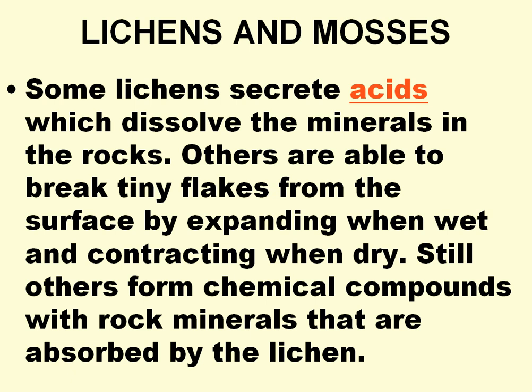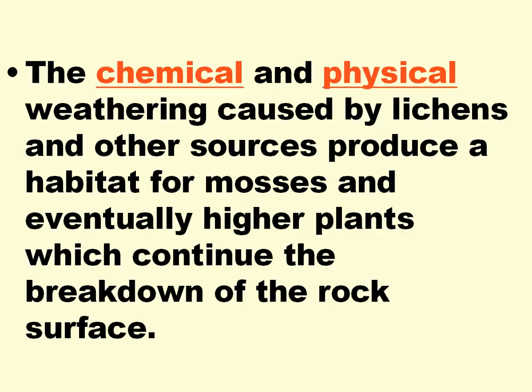Now some of these lichens secrete acids, and these acids will dissolve the minerals in the rocks. Others are able to break tiny flakes from the surface by expanding when wet and contracting when dry. Still others form chemical compounds with rock minerals that are absorbed by the lichens. So these lichens and mosses a lot of times will be the first things that start the process of weathering. The chemical and physical weathering caused by the lichens and other sources produce a habitat for mosses and eventually higher plants, which continue the breakdown of the rock surfaces.